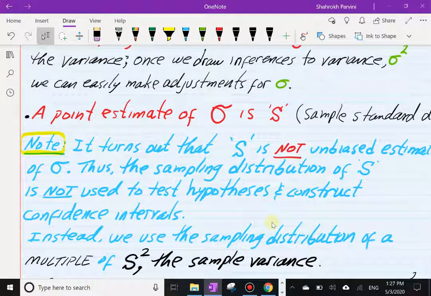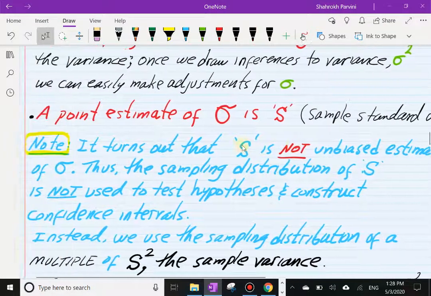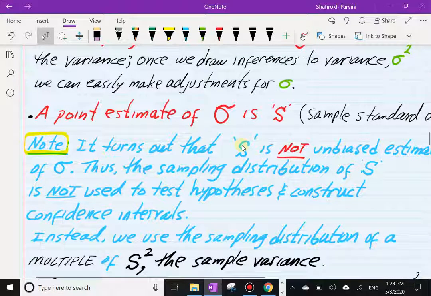Now, this is where we make a switch from S to S squared. Instead of working with sigma, from here on out, we're looking at sigma squared. The reason, it turns out, is that the sample standard deviation is not going to be an unbiased estimator of population deviation. And that's not a good thing. We would like to have unbiased estimators.